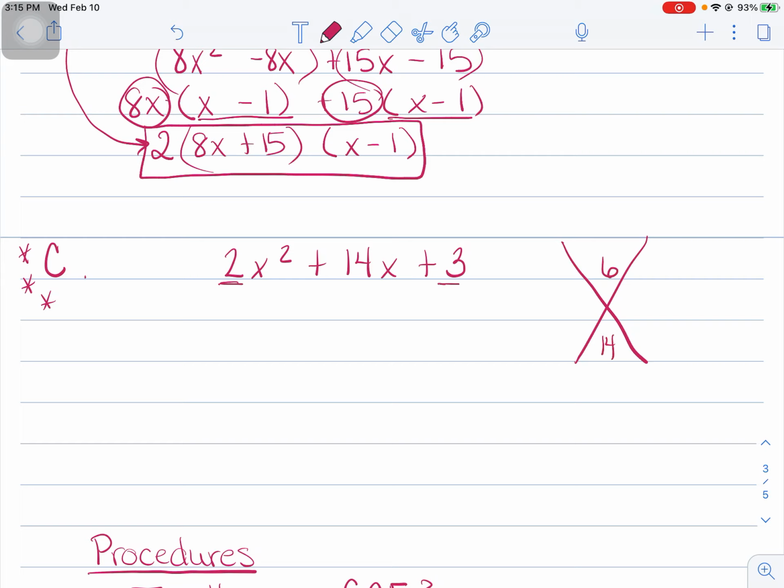Well, wait a minute. Factors of 6 are only 1 and 6, or 3 and 2. Well, none of those together are going to add to get me 14. So when we see this, we cannot factor it any further. This is called a prime trinomial. It cannot factor. This is called prime.